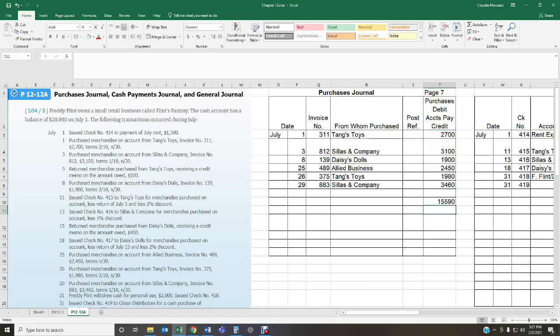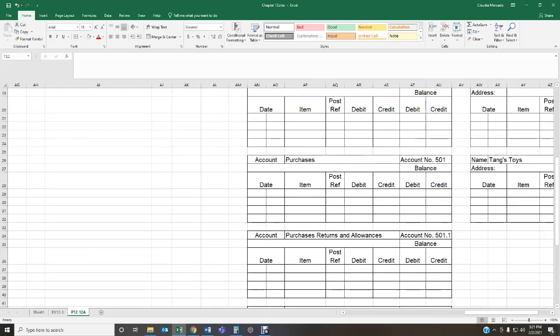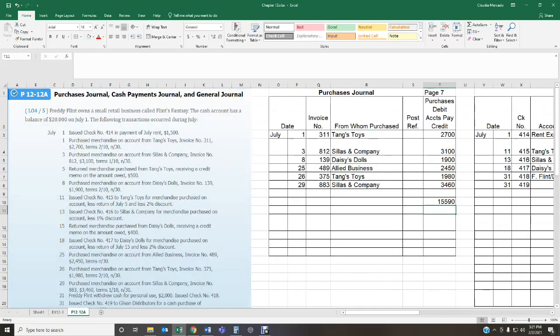Okay, so I'm going to add all of my purchases, debits, and accounts payable credits. I'm going to add everything in this column, which gives me $15,590. Now that number affects two accounts. It affects your purchases account, and my purchases account has a normal balance of purchases. It's account number 501. Okay, purchases 501. So that balance goes in account number 501 and 202.